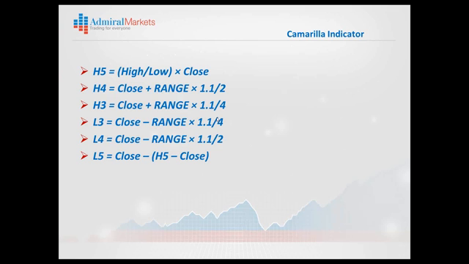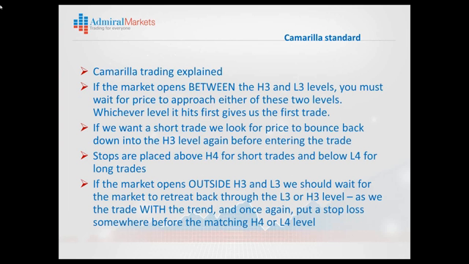So there are 6 levels along with the pivot point. The pivot point is central. So there is H5, H4, H3, then it goes PP, the Camarilla pivot point, then we have L3, L4, and L5 levels. Now, Camarilla trading, this is a very simple explanation. Before we begin, usually the market will open in between the H3 and L3 level. So H3 is a resistance level, and L3 is a support level.